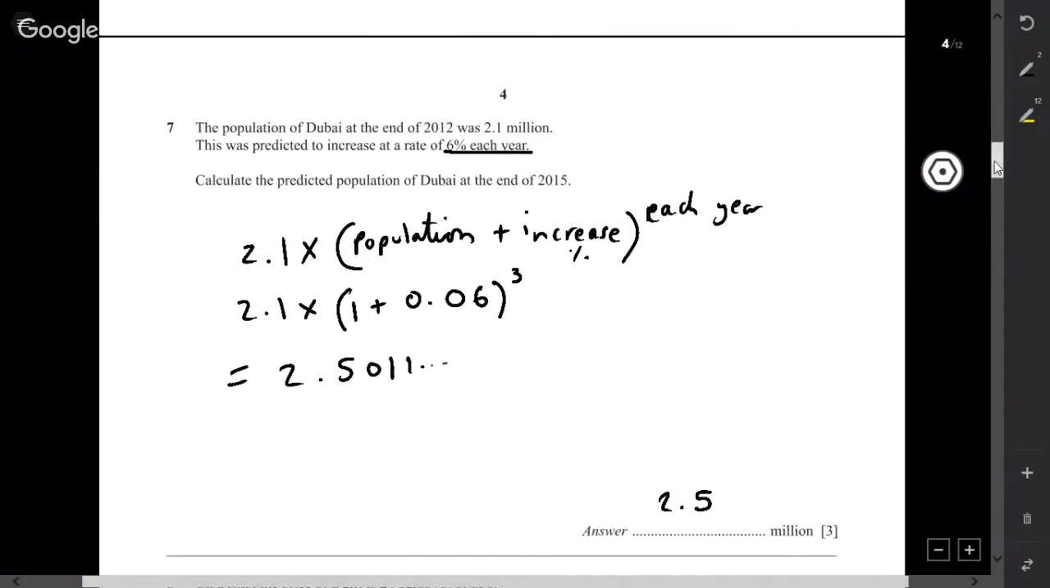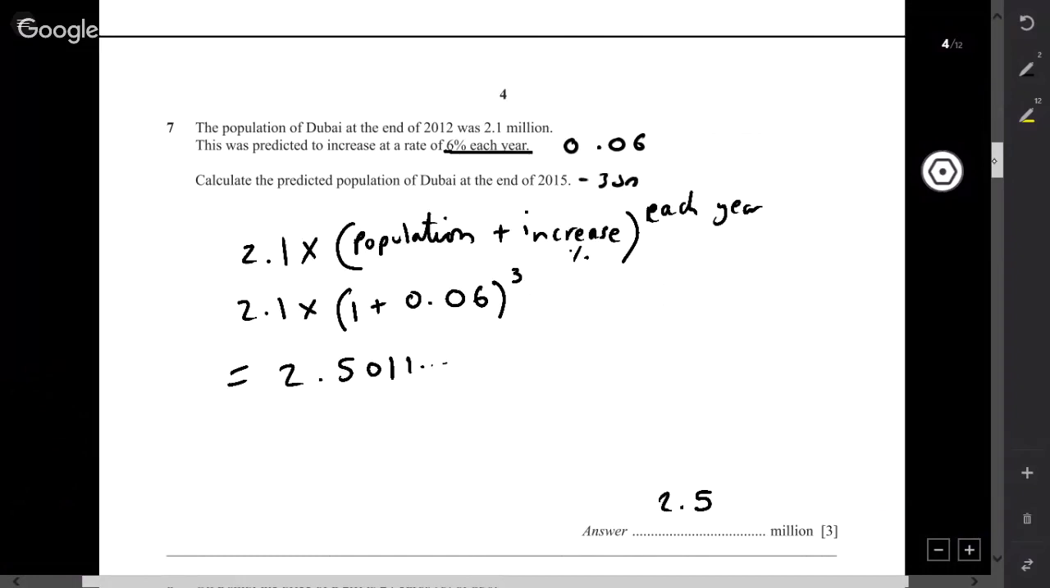Question number 7 is about percentages. So the population of Dubai at the end of 2012 was 2.1 million. It was predicted to increase at a rate of 6% each year. So first of all, 6% as a decimal is 0.06. Calculate the predicted population of Dubai at the end of 2015. So that's 3 years' time.